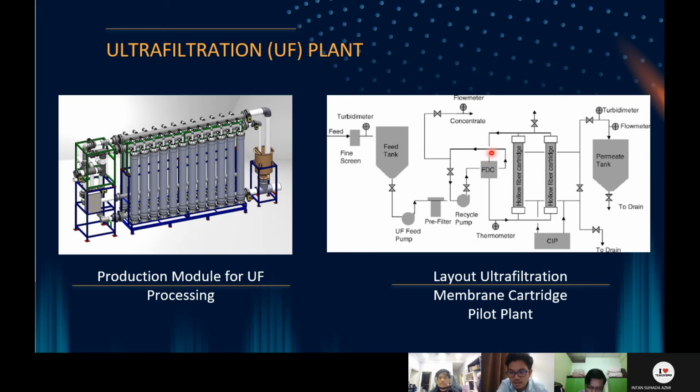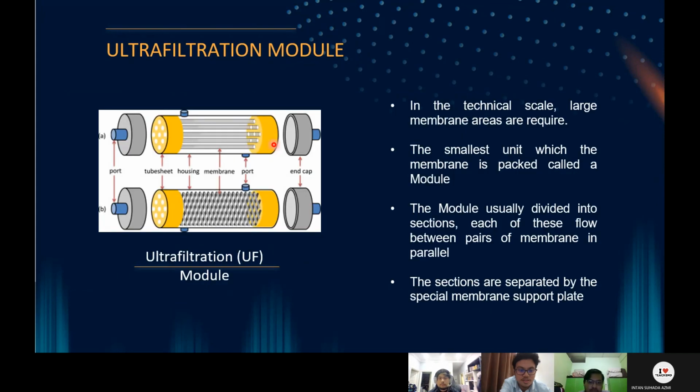So as we can see, the equipment is arranged, organized, and vertical. The equipment that is arranged, organized, and vertical, we call a module. So this is the module. In the next slide I will explain about the module. So this is the ultrafiltration module.